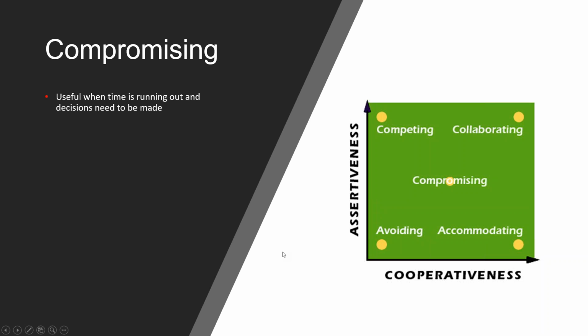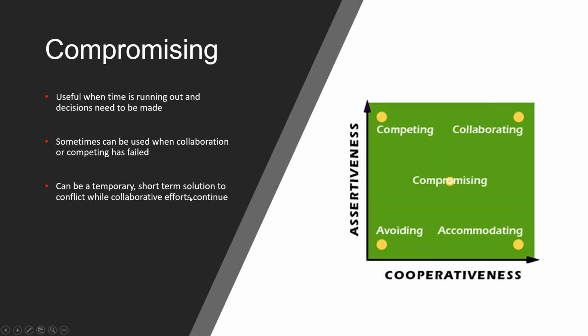So if time's running out, you have to make a decision. You've been compromising, perhaps you've been collaborating, perhaps, and you've got to make a decision by the close of business today. You might then make some concessions and ask for some concessions in return to come up with a solution. Sometimes it can be used, as I said, when collaboration doesn't work or when you try and compete and that's not working either. So you start to make some concessions and ask for some concessions in return.